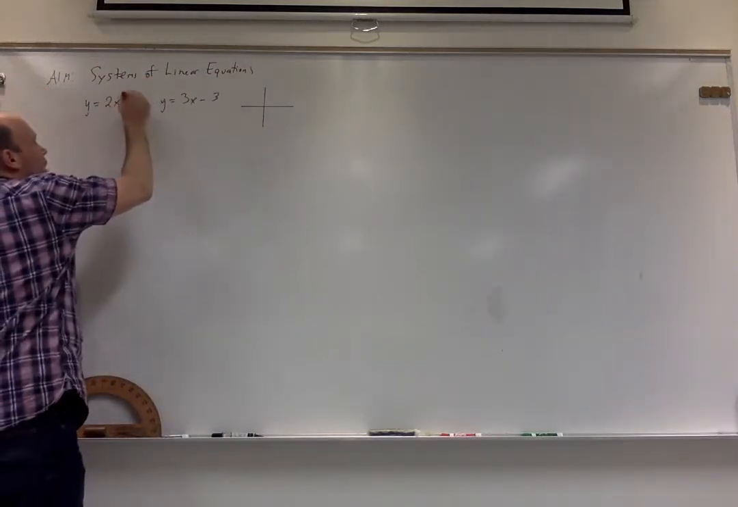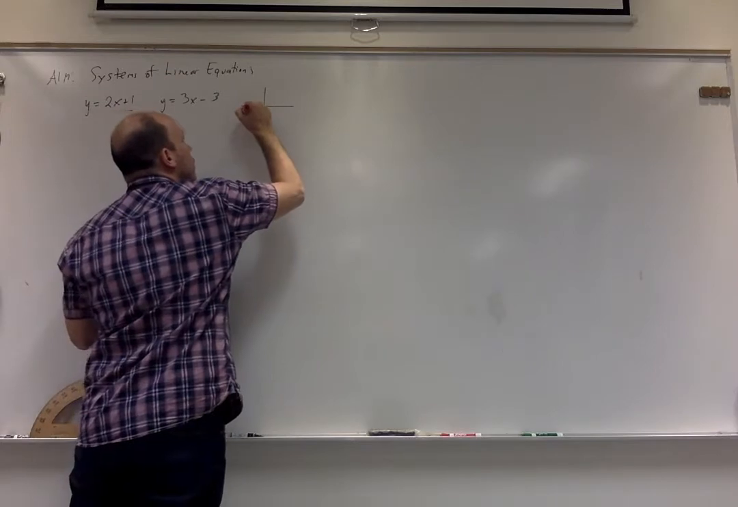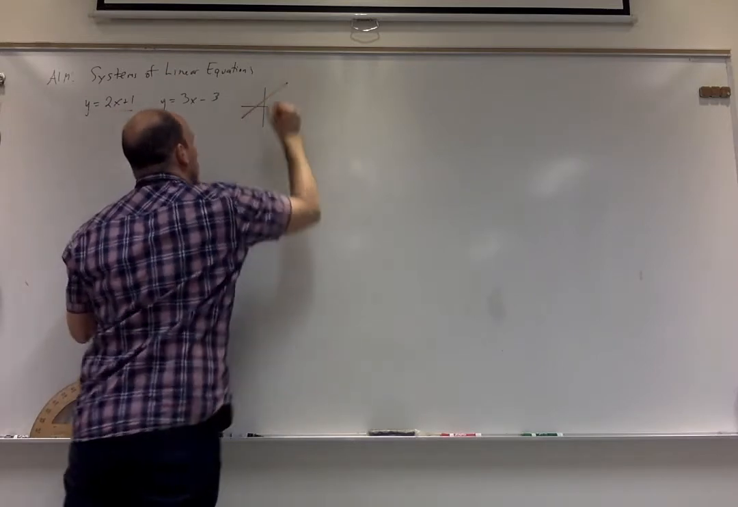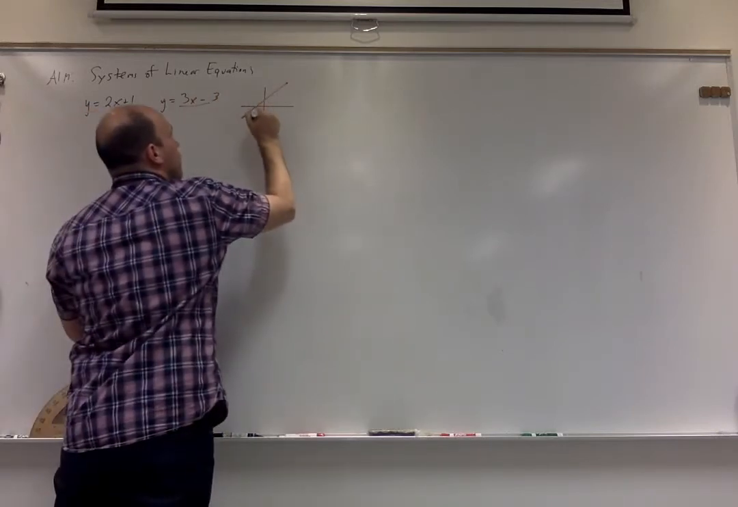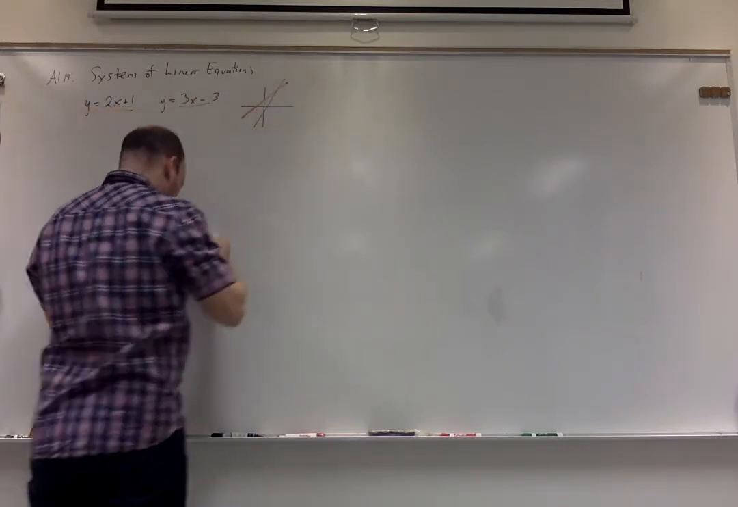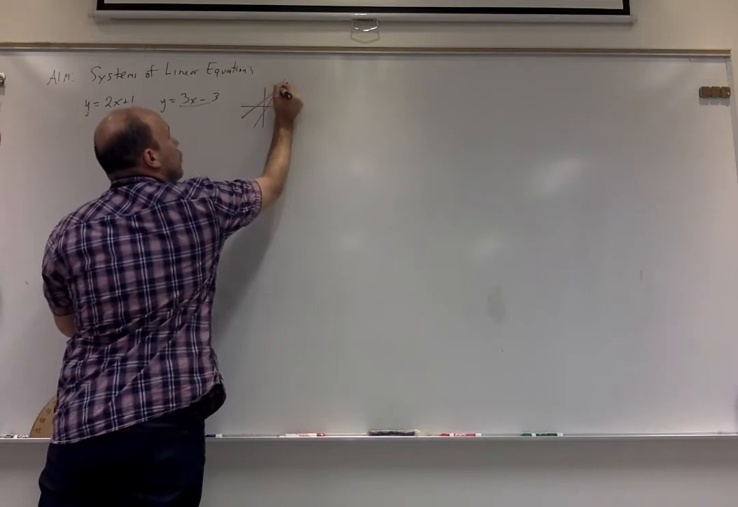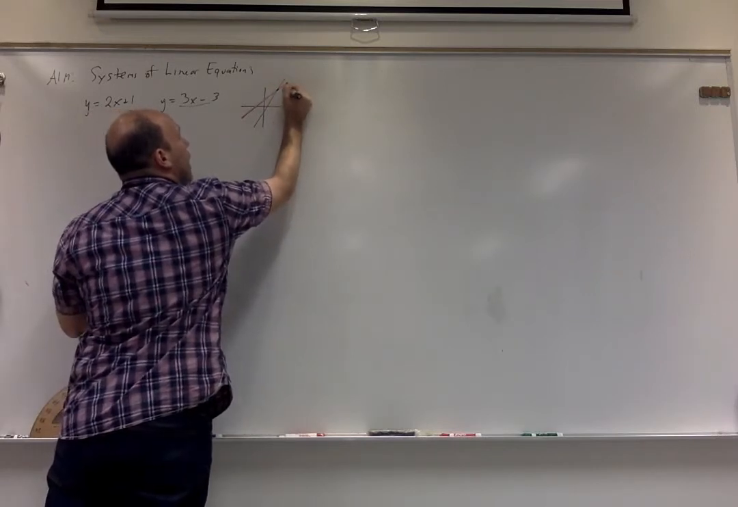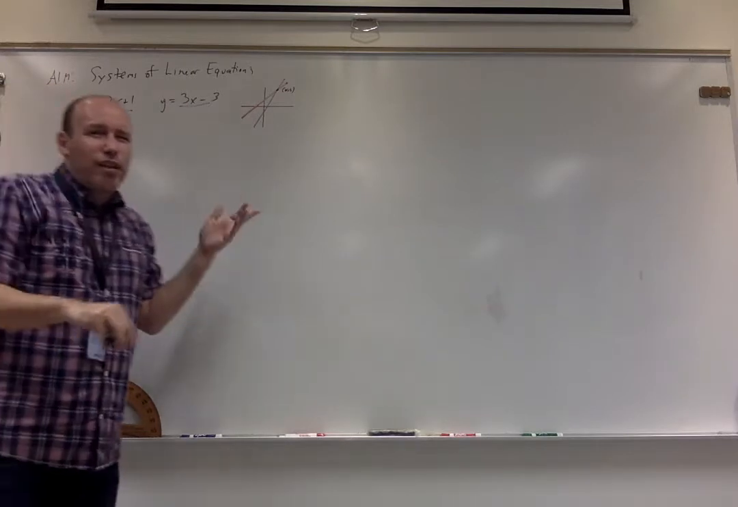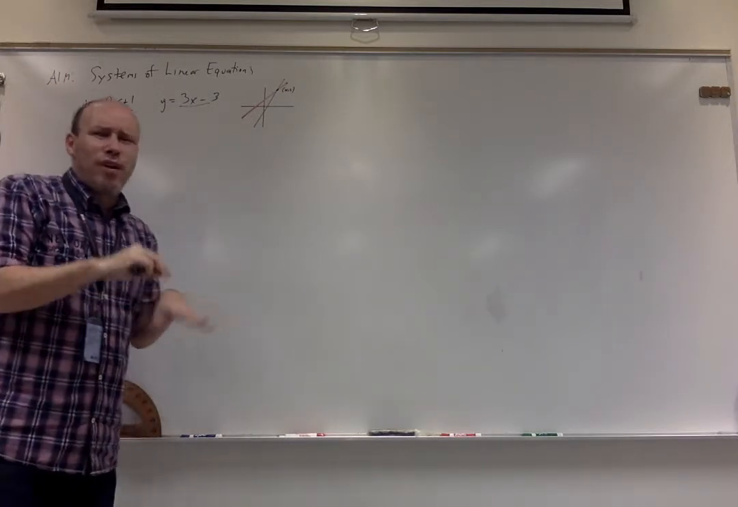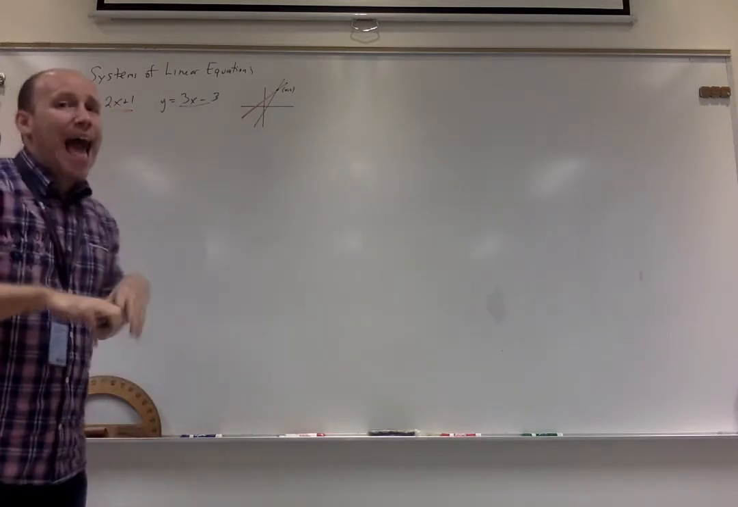Okay, let's call this the first line. We know that this is 2x plus 1, and this is the second line, 3x minus 3. So we know that this xy is the solution here. We could do this graphically, but then we realized that the numbers started to get a little weird, and we needed algebraic approaches.